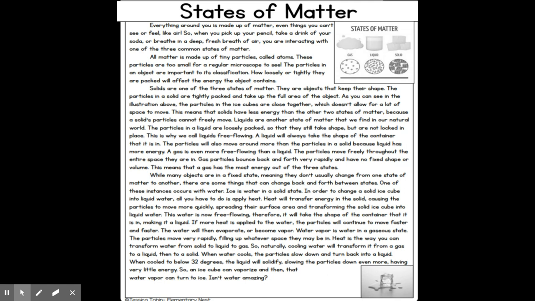So naturally, cooling water will transform it from a gas to a liquid, then to a solid. When water cools, the particles slow down and turn back into a liquid. When cooled to below 32 degrees, the liquid will solidify, slowing the particles down even more, having very little energy. So an ice cube can vaporize, and then that water vapor can turn into ice. Isn't water amazing?